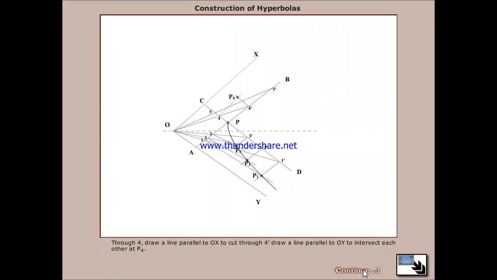Through 4, draw a line parallel to OX, and through 4 dash draw a line parallel to OY to intersect each other at P4. Similarly, obtain other points P5, etc. Draw a smooth curve through P, P4, P5 and so on.